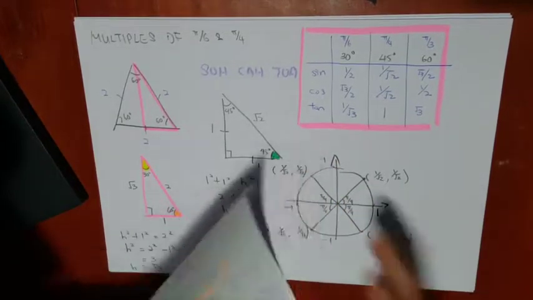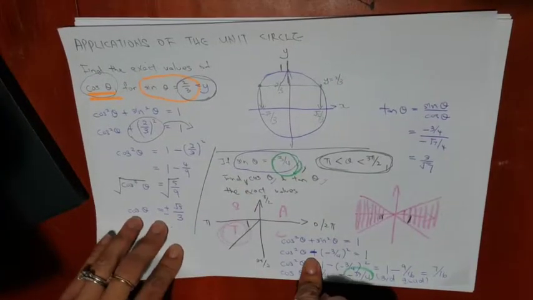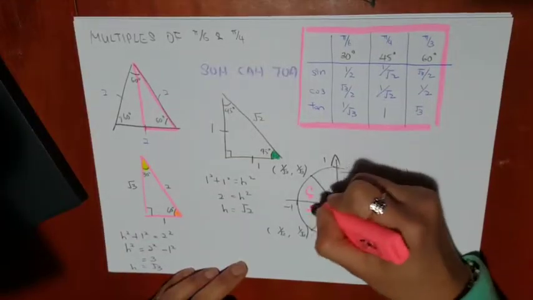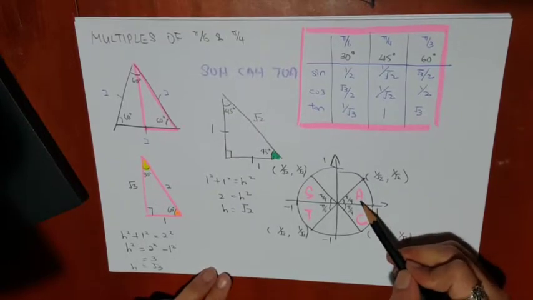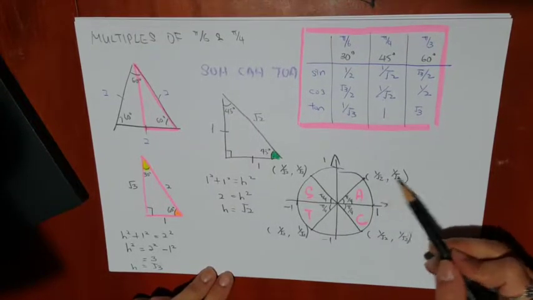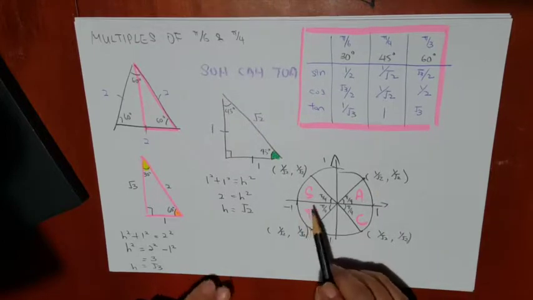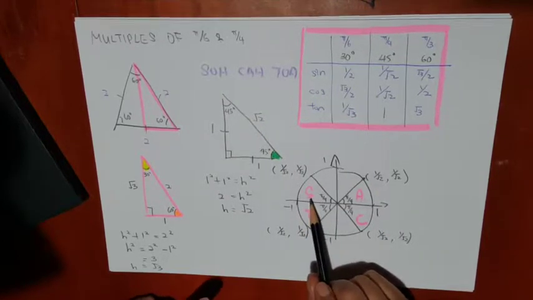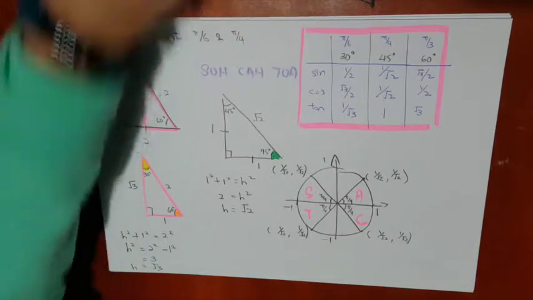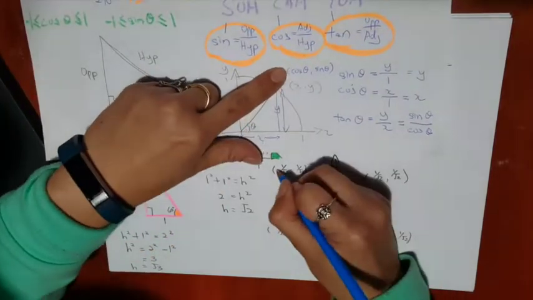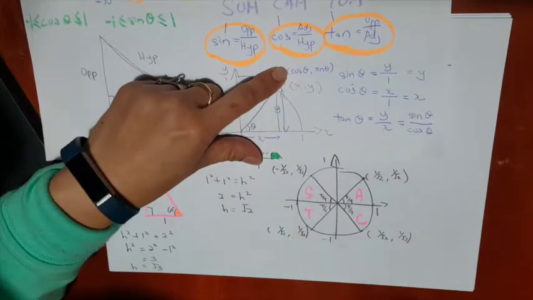That's when the concept of "All Students Take Calculus", or ASTC, comes in. What does it mean? As long as we remember the concept. In this case, because all is positive, we have both values positive over here. And in this case, only sine is positive. That means that the cos is negative. So the cos is negative, but sine is positive. We'll just leave this alone.